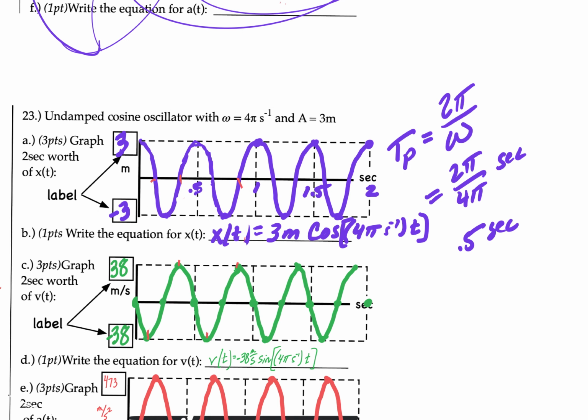Okay. So notice that when I'm at equilibrium, and equilibrium is here, here, here, my velocity is at a maximum because I'm going through equilibrium. And that's where, like a pendulum, it's going the fastest, through equilibrium. So those all line up, and that's a quick check.